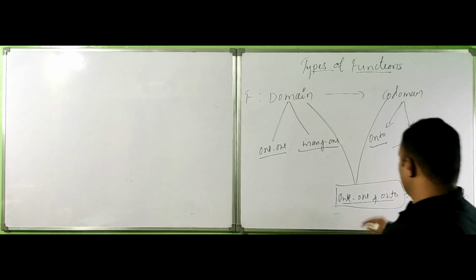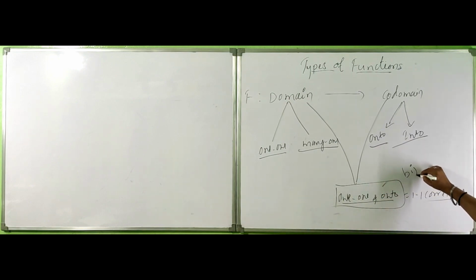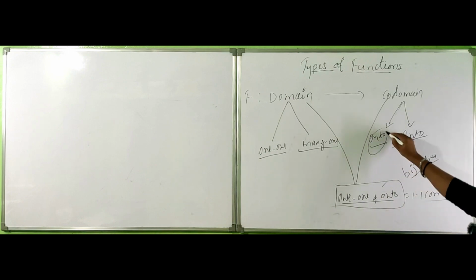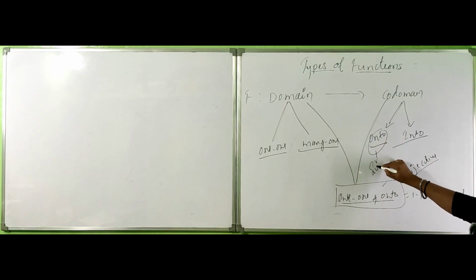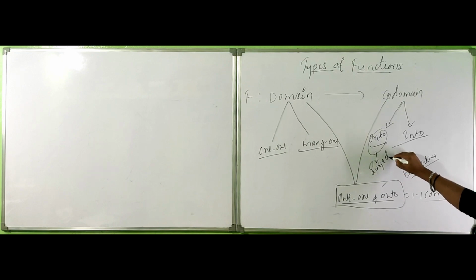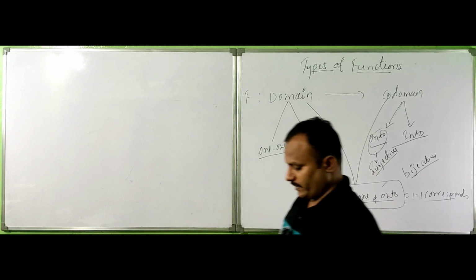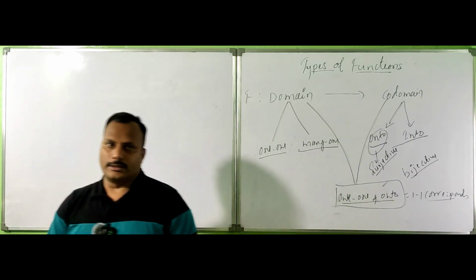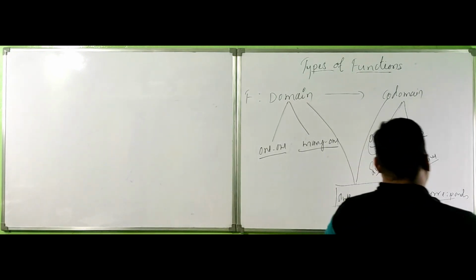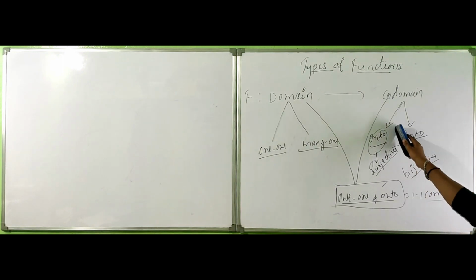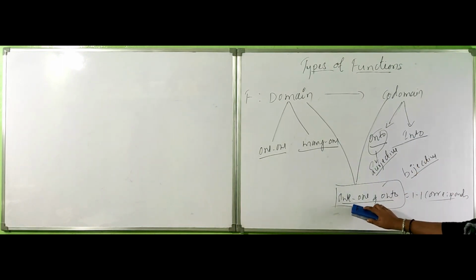One-one and onto function is called bijective, which means a correspondence between the two sets. Onto is called surjective, S-U-R-J-E-C-T-I-V-E. So onto is surjective, and one-one and onto is called bijective.